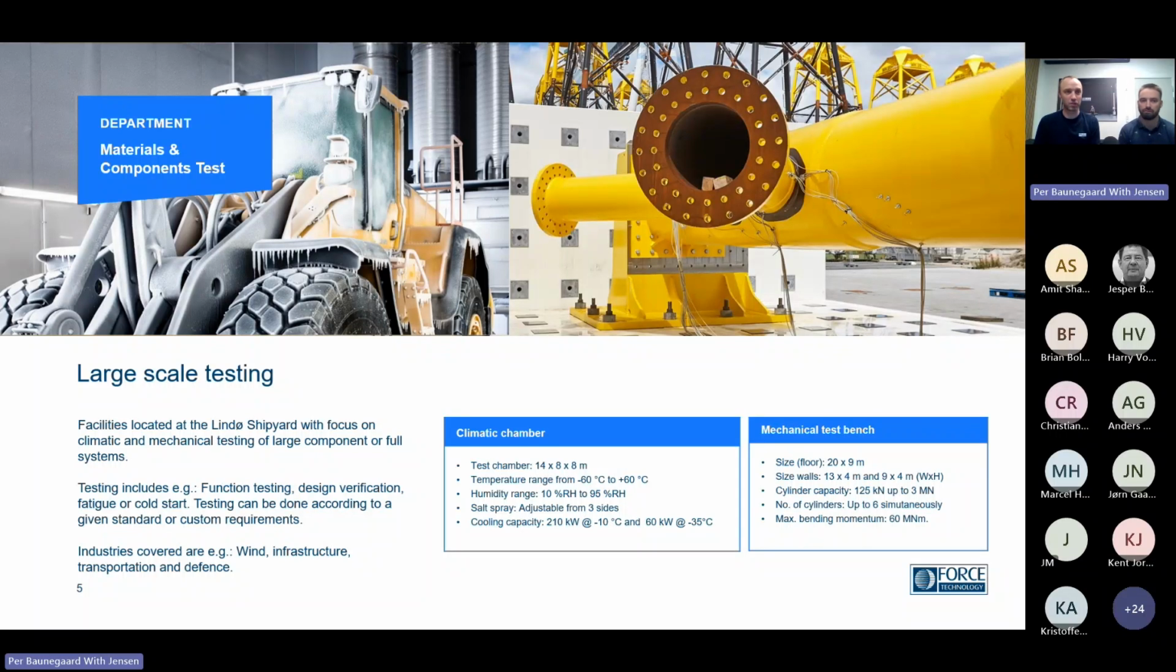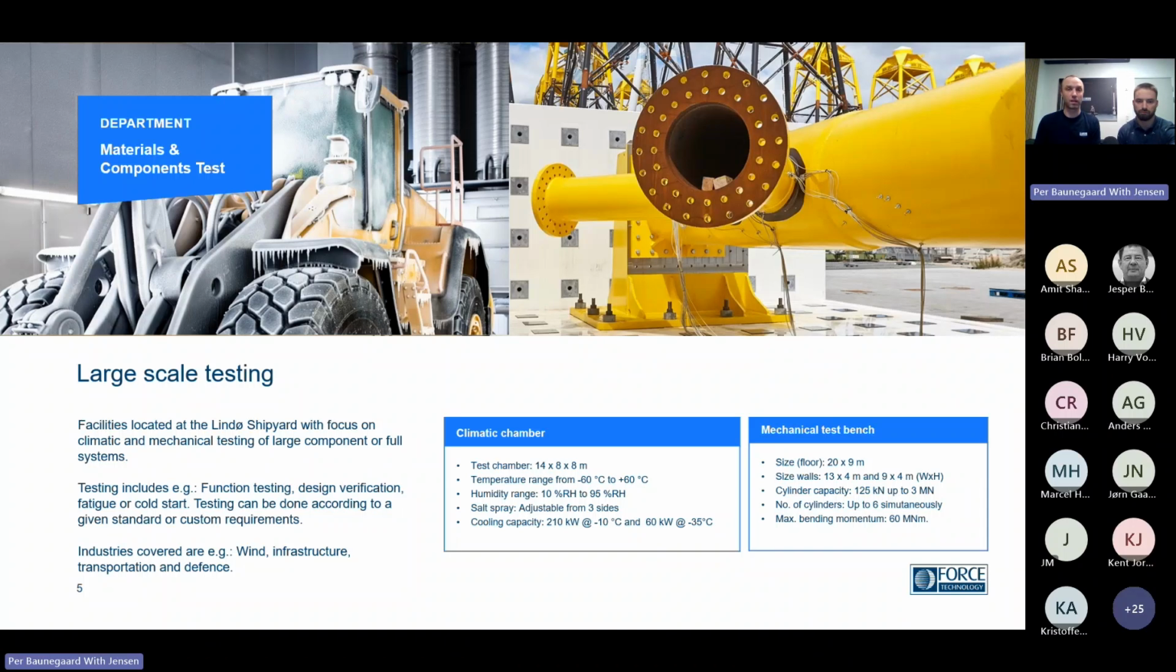My department, Materials and Components Test, is partly located at the old Maersk shipyard Lindø on Funen in Denmark, where we have 2 large facilities, one for large-scale climatic testing, and one for large-scale mechanical testing. So the climatic chamber, we can control 3 parameters. We can control the humidity, we can control the temperature, and then we can also add salt spray for simulating offshore environments.